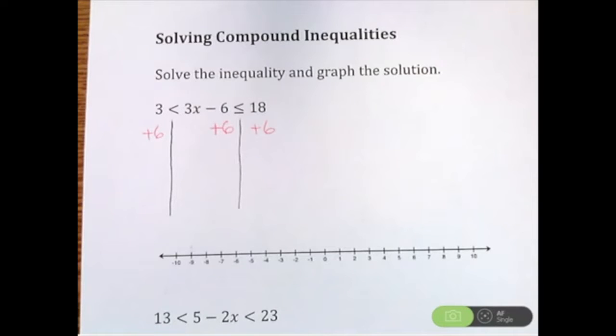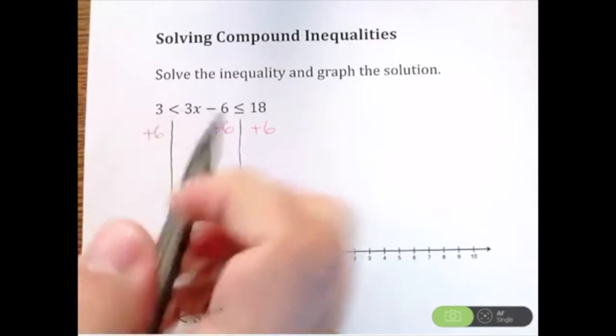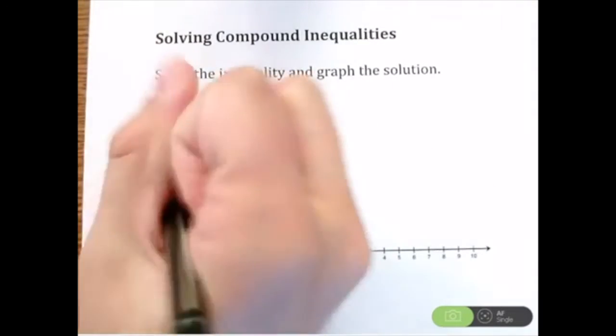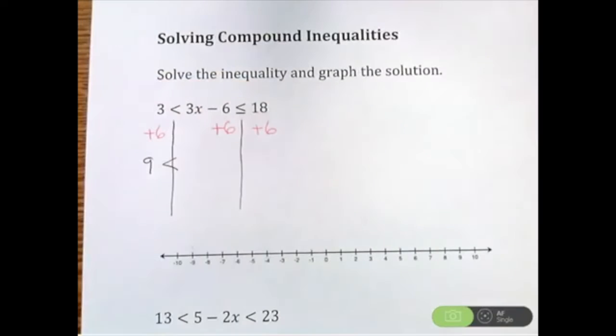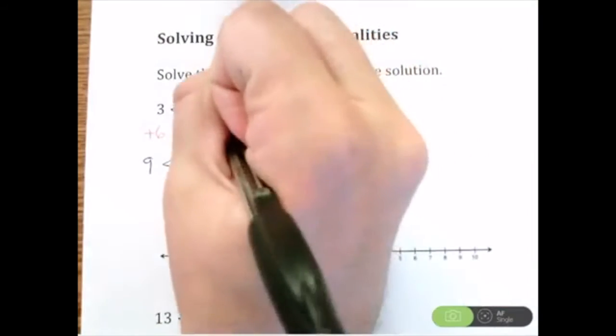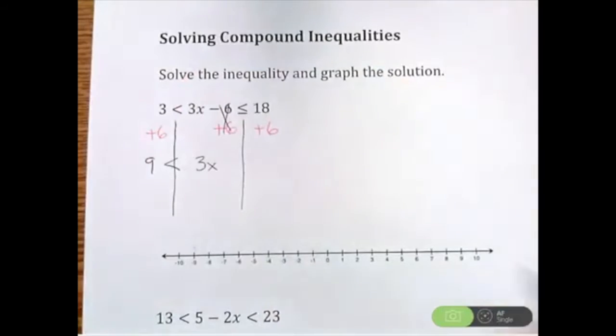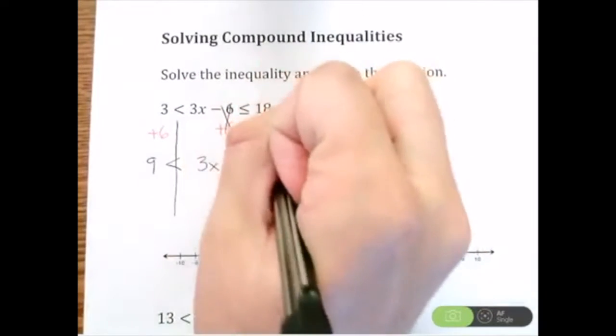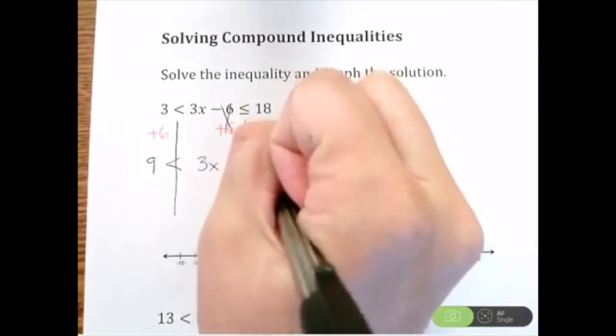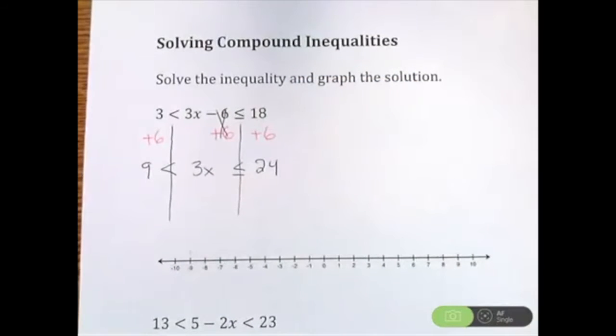And the same rules for solving inequalities remain the same, which means if you multiply or divide by a negative, you're going to flip the inequality, things like that. So on the left side, I have 3 plus 6, which is 9. Since I'm just adding, the inequality stays the same. The center, minus 6 and plus 6 is 0, so I just get a 3x. And on the right side, I have 18 plus 6, which is 24.